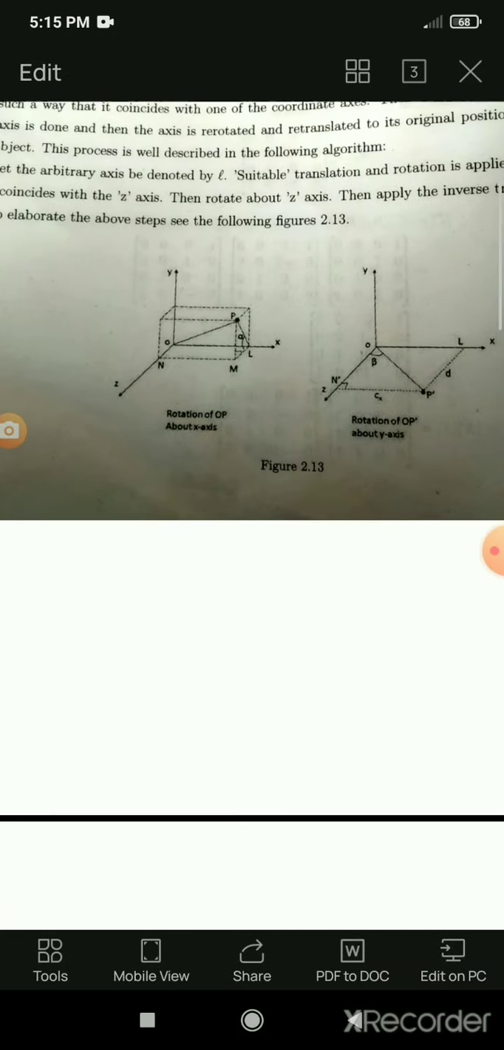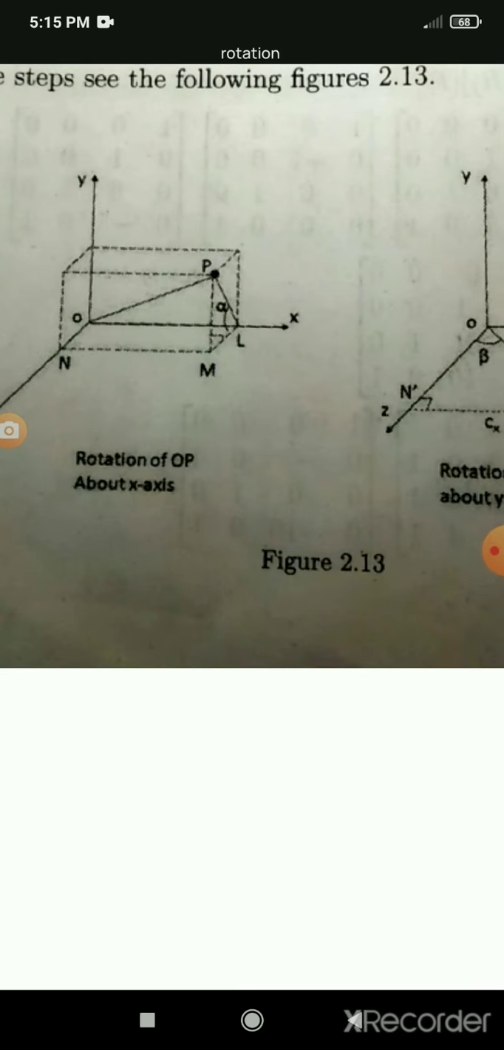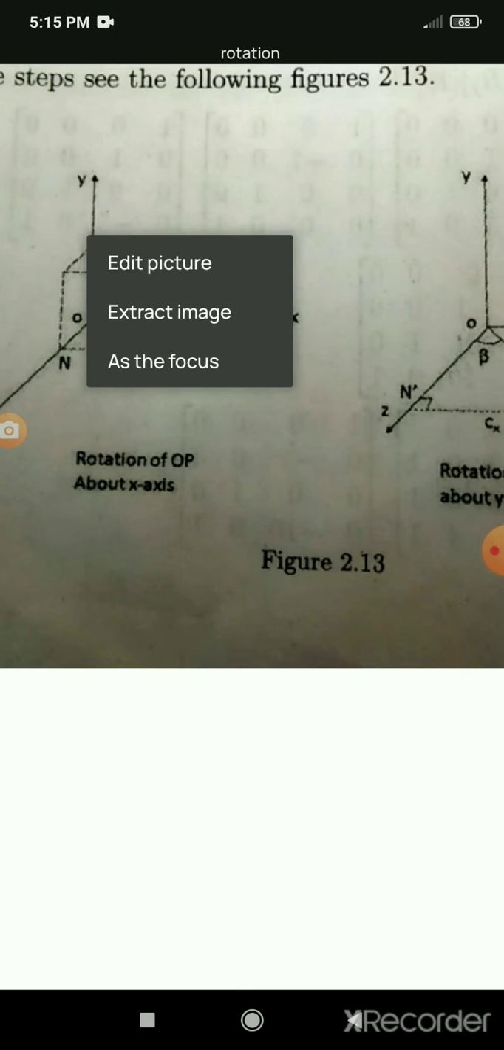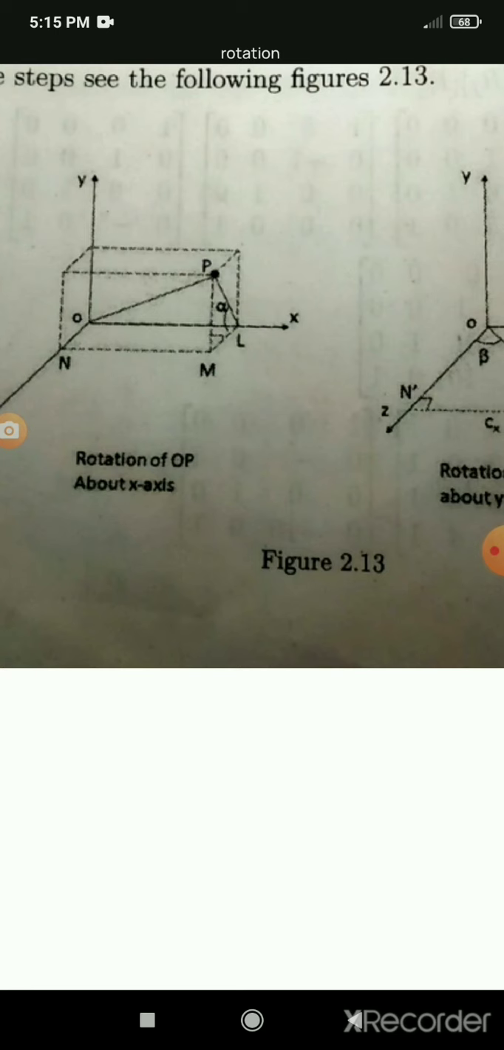Next, rotate OP about the x-axis till it lies in the xz plane. Let P be transformed to P dash. The line OP and the x-axis determine a plane OPL in the figure. The angle of rotation is the angle between this plane OPL and the XZ plane. This is determined as angle alpha as shown in this figure.